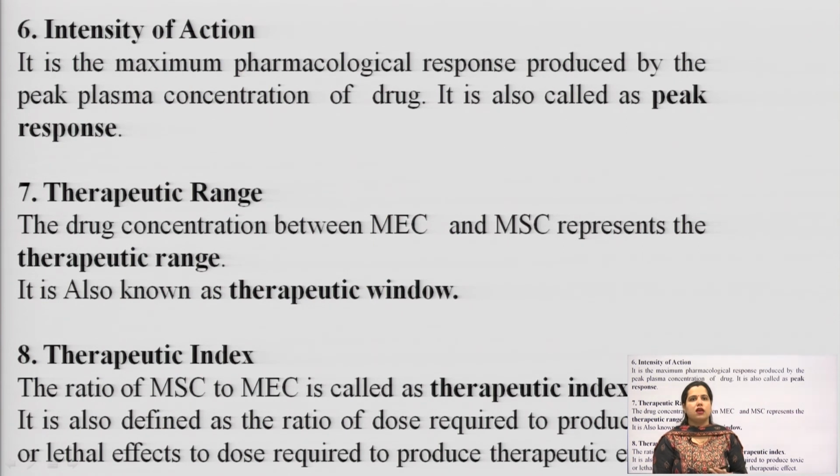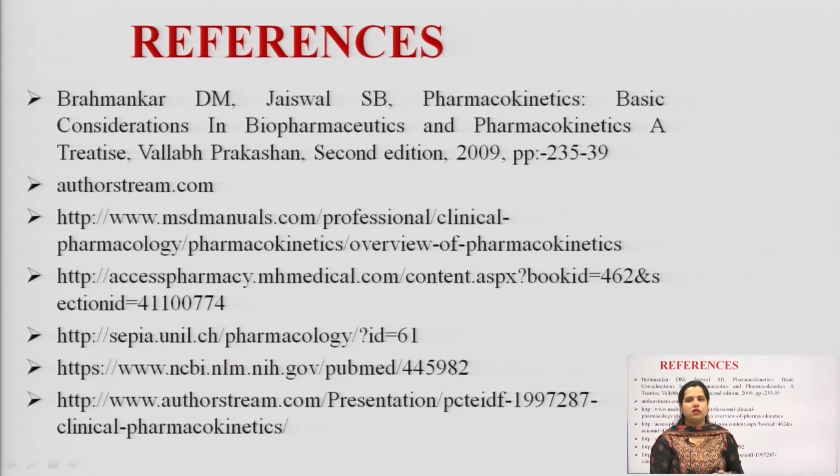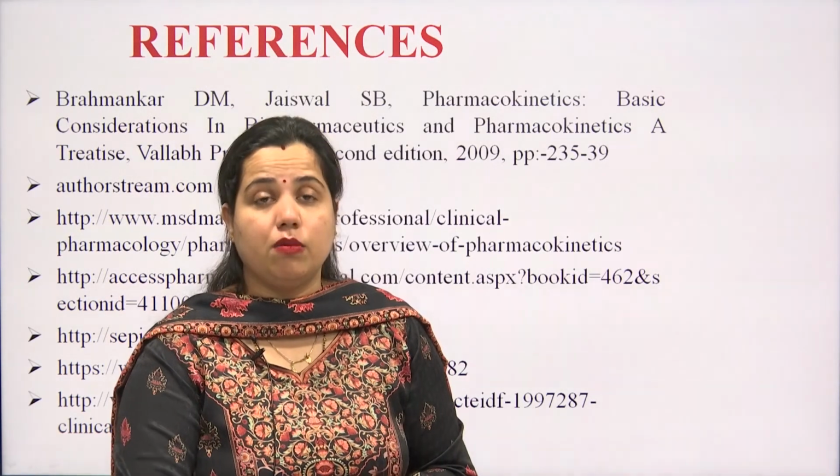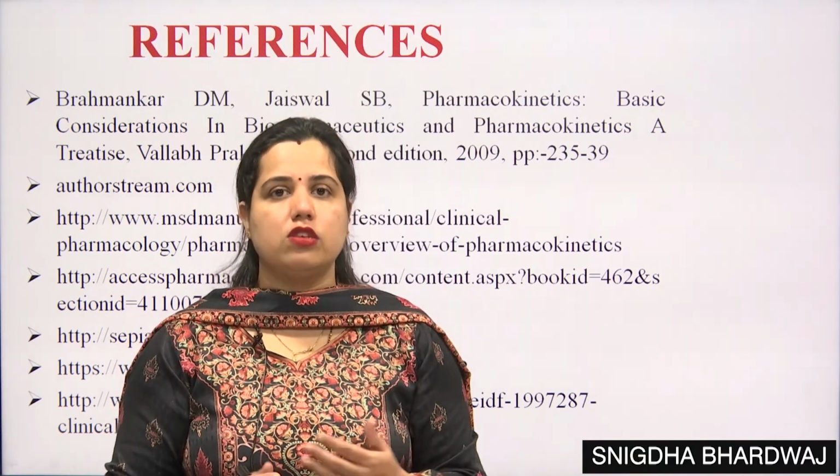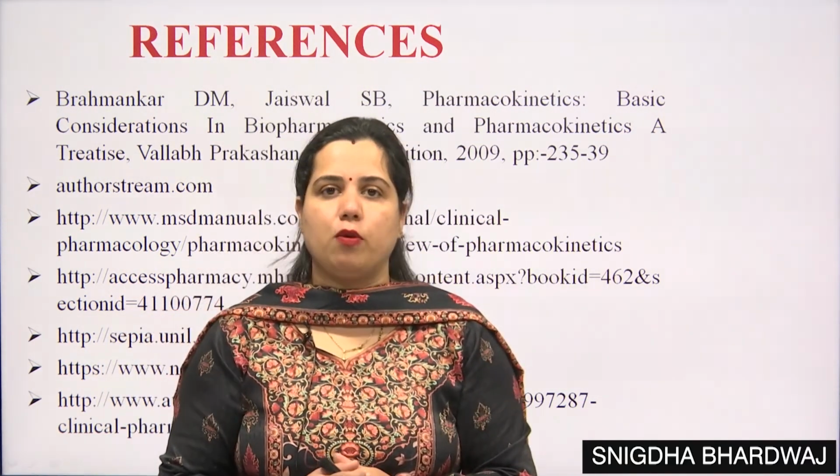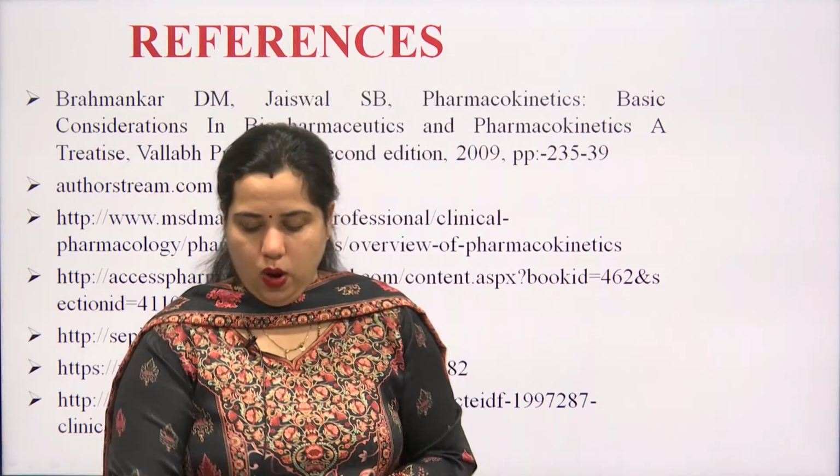Therapeutic index is a ratio of the dose required to produce a lethal effect to the dose required to produce the desired effect. So, it is a ratio or difference between these. So, this is known as the therapeutic index. These are the basic terminologies we have covered in this first introduction to pharmacokinetics. I hope you understand all these basic terminologies.